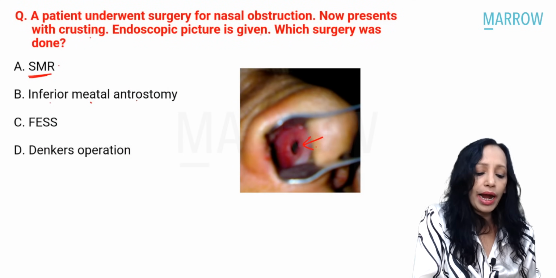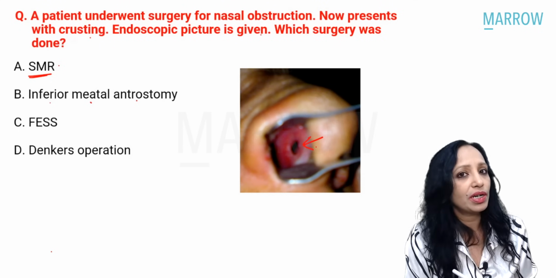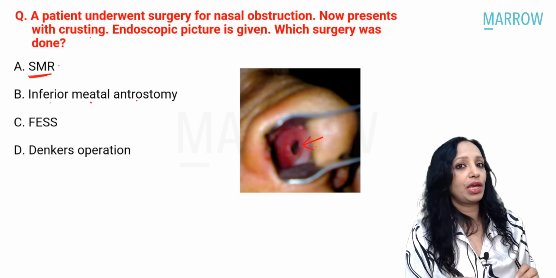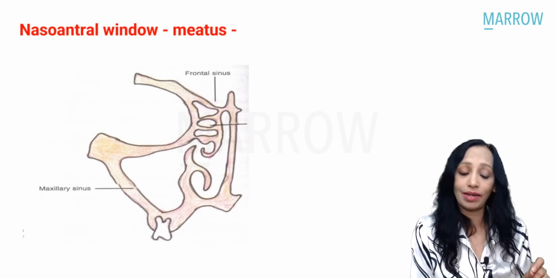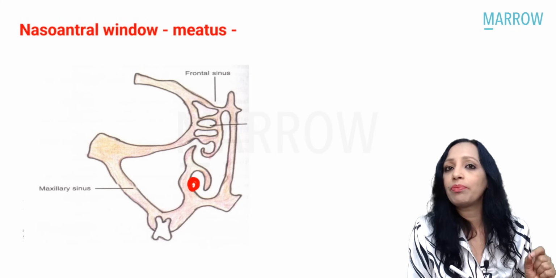Inferior meatal antrostomy. What is this? Have you heard of it? Even if you've not heard of it, what do you understand by the name? Inferior meatal antrostomy. So yes, it is making an opening in the inferior meatus. Inferior meatus means where? On the lateral wall. So in the inferior meatus, we are making an opening, that is inferior meatal antrostomy.